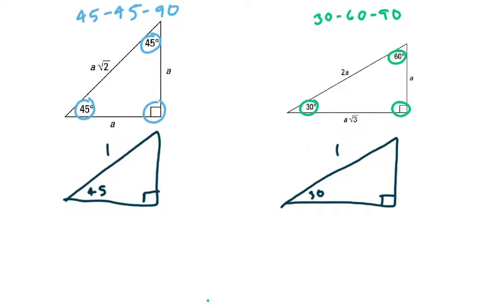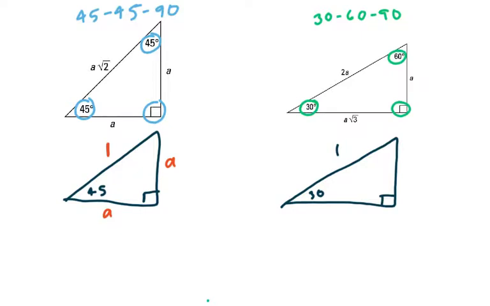Anytime we see either of these special right triangles, any triangle that has two 45-degree angles and a 90-degree angle, the side lengths and the hypotenuse are always going to have the same ratio. So in this video, we are going to determine the missing side lengths of each of these triangles when the hypotenuse is equal to 1. So let's start with our 45, 45, 90-degree triangle.